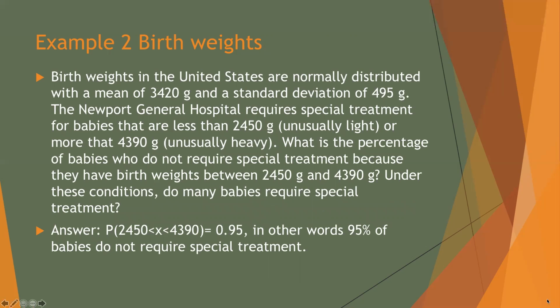So if we go through, we're trying to calculate the probability that a baby has a weight between these two. Again, the upper bound is 4,390, subtract the mean, and divide by 495. That gives you a z-score. Then you find that area, and subtract the lower bound area from the upper bound. So you take 2,450 as your x value, subtract it from 3,420, divide by 495, and get a z-score. You get an area, subtract the two areas, and that's how we get 0.95. In other words, 95% of babies do not require special treatment.